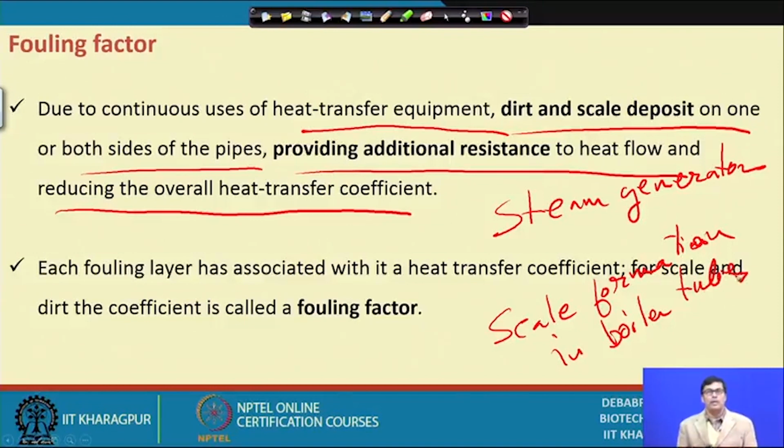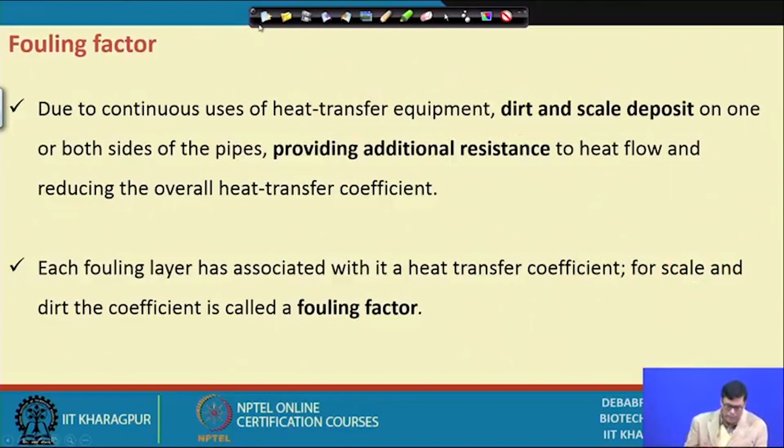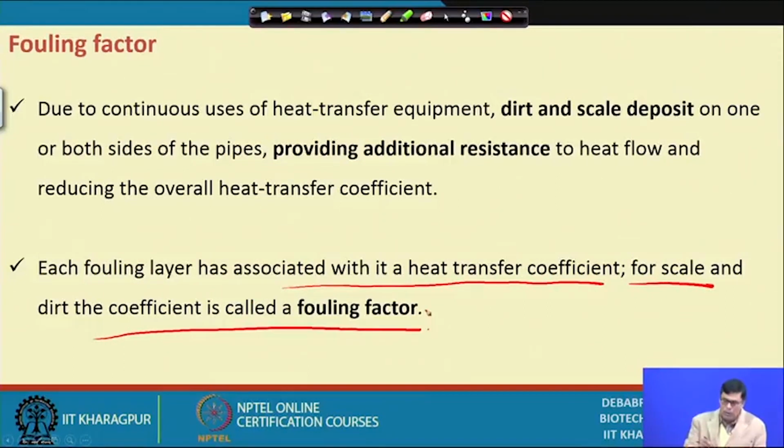What is happening now if scale forms in the boiler tubes? The heat will not transfer properly, because the conductivity of the solid surface will be less. So for heat transfer you require more heat; that is the fouling factor. Each fouling layer is associated with a heat transfer coefficient for scale, and that coefficient is called the fouling factor.